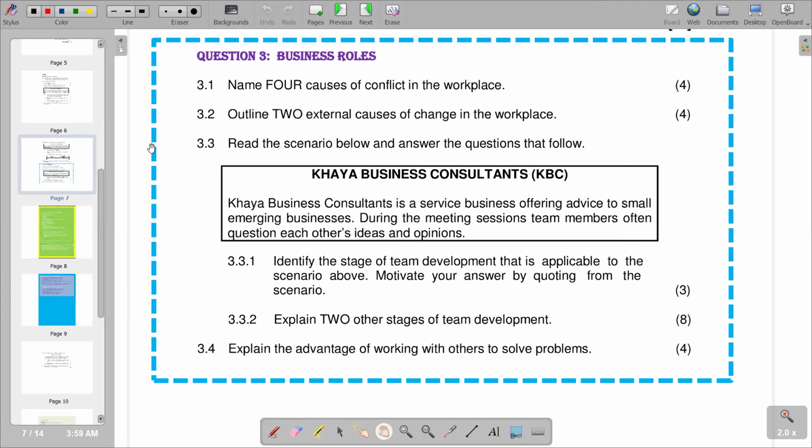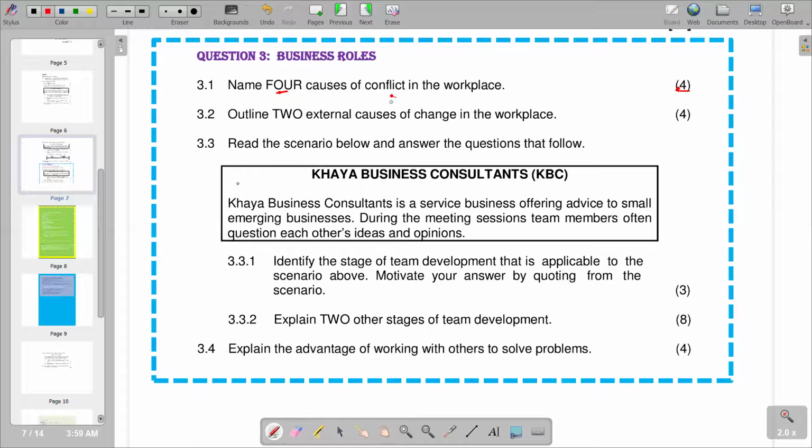So we are going to start on the first question, 3.1, which reads: name four causes of conflict in the workplace. So we are supposed to raise at least four causes of conflict, and our question has 4 marks.